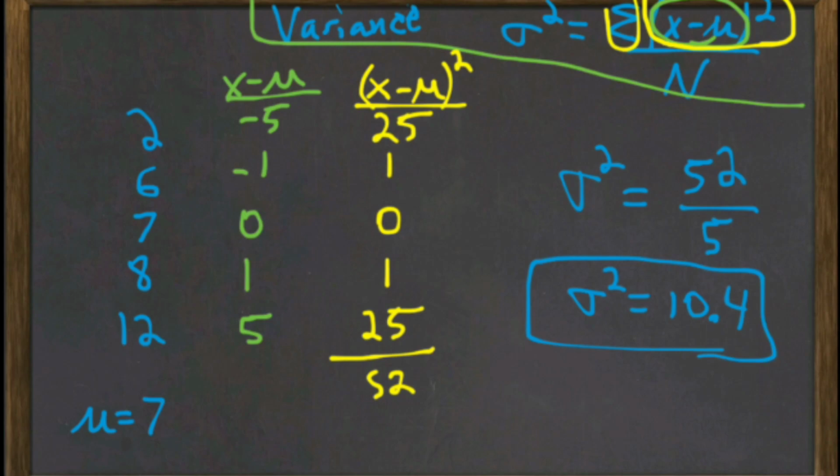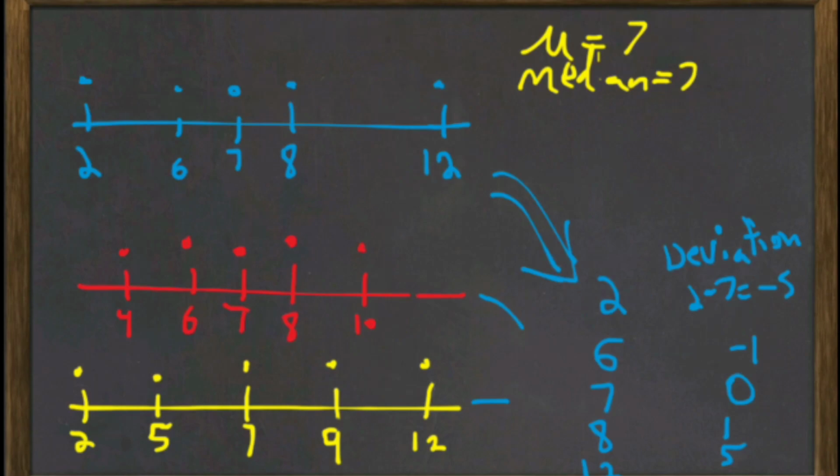Now the variance by itself is not very instructive unless we have another variable to compare it to. The whole point of a measure of spread is so that we can compare one set of a variable to another set or a different variable. And so in this case, we can compare it to, let's walk through the red case. So 4, 6, 7, 8, 10.